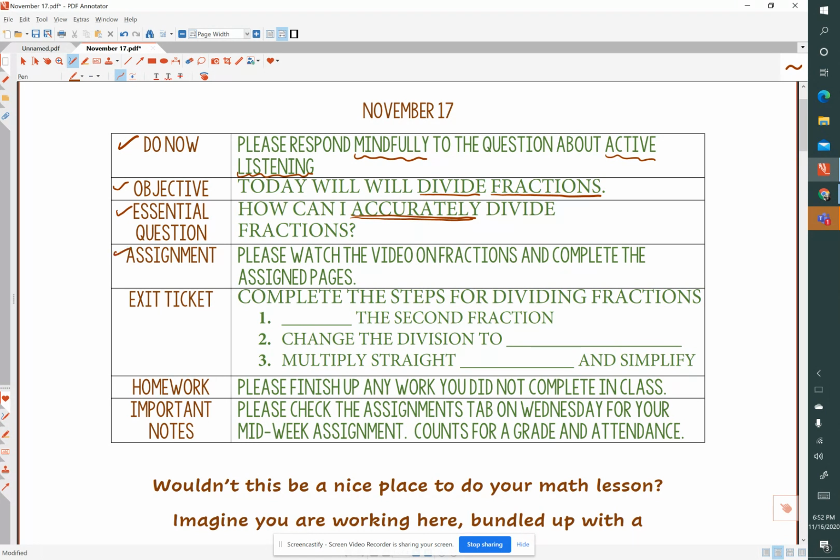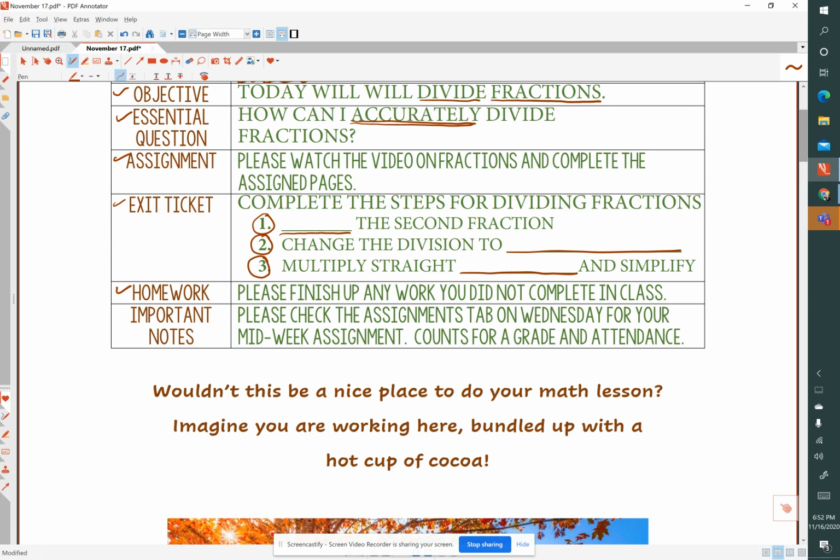We'll complete our assignment by watching the video and completing the assigned pages. And for our exit ticket, I want you to fill in the blank which shows us the 3 steps that we'll take for dividing fractions. Blank the second fraction, change the division to blank, multiply straight blank, and simplify. For homework, please finish up anything that you haven't completed in class. And remember, Wednesday, we have a midweek assignment, which counts as a grade and attendance. So look for that tomorrow on Teams.